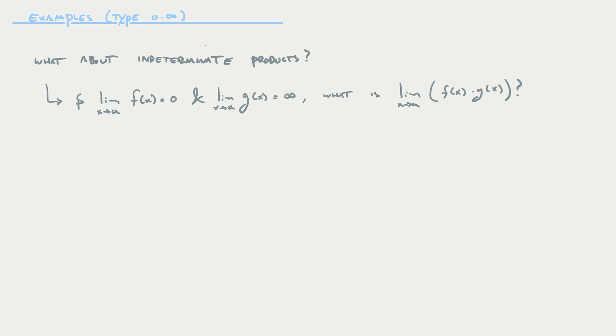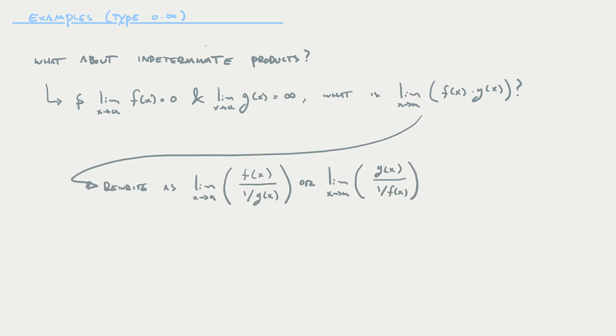be? Well, one thing that you can do with products is that you can actually write them as quotients. You just have to divide by the reciprocal of one of these things. And so that gives us two different ways to come up with a quotient out of a product. You can either write f of x divided by the reciprocal of g of x, which is 1 over g of x, or you can write g of x divided by the reciprocal of f of x. Both of these things algebraically get us back to f of x times g of x if you were to simplify either one of these things, because to be fair, they look a little ridiculous.